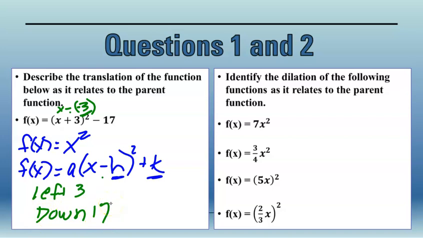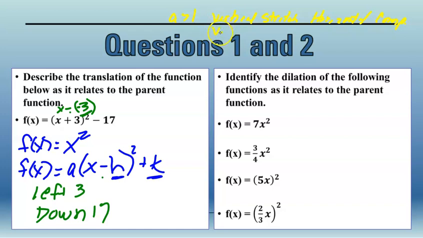Example 2, identify the dilation. So this is our a in our equation of the following function as it relates to the parent function. Now, to help you with this, there are a couple of things you have to keep in mind. We have a vertical stretch, and we have a horizontal compression. You have both of those when our a is greater than 1. So they're both going to look the same. The graph's going to look the same, but the equation is written a little bit differently.